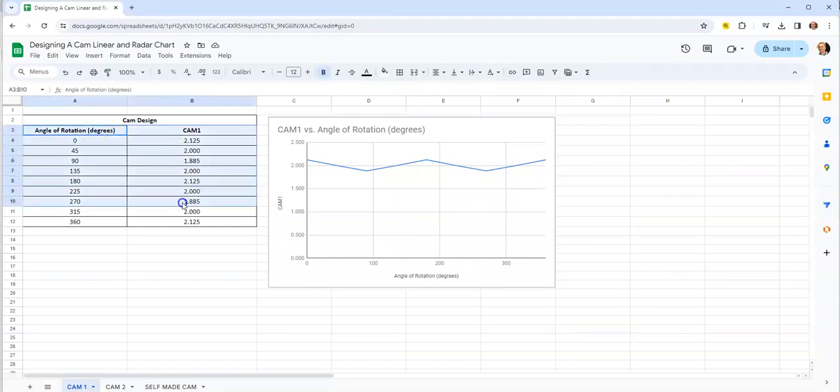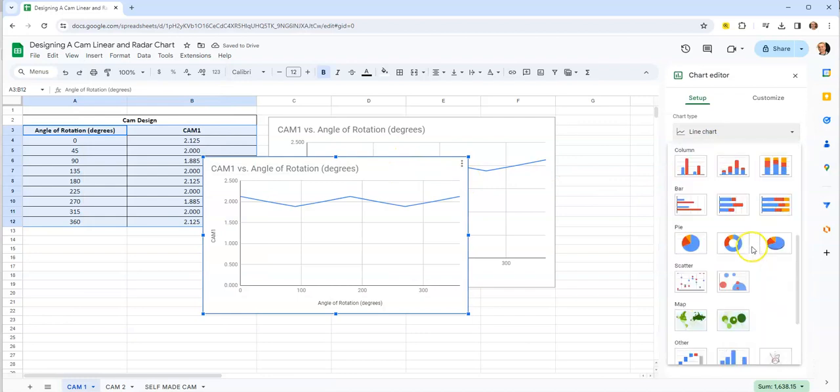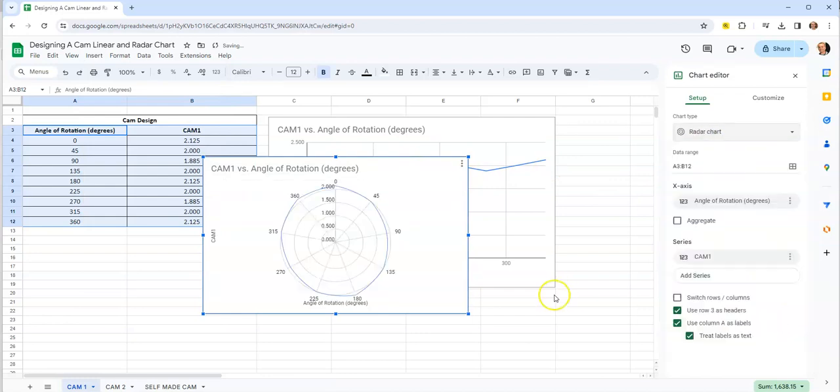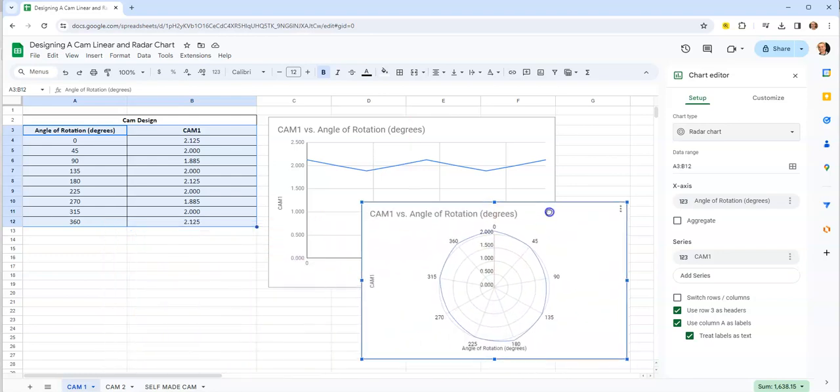We're going to highlight the data again, and we're going to create something known as a radar chart. We're going to go up to Insert, then Chart. Once again, it's going to give us another line chart. I want you to scroll down until you see Radar Chart. When we see this radar chart, I want you to note that this is what the cam looks like. It's staying at almost a height of 2 almost the entire time, but it's going in and out in very small dips. As we see this blue line around the outside, it's given us an idea of what the shape of that cam might be.